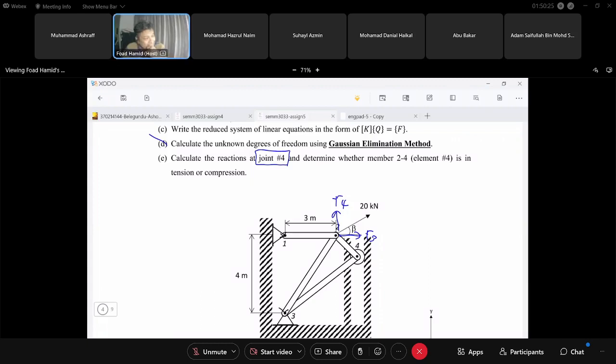So in this case, what we need to do is calculate the... Remember that when we did our K matrix, we cancelled the one, but when we did that, we eliminated reaction R7.